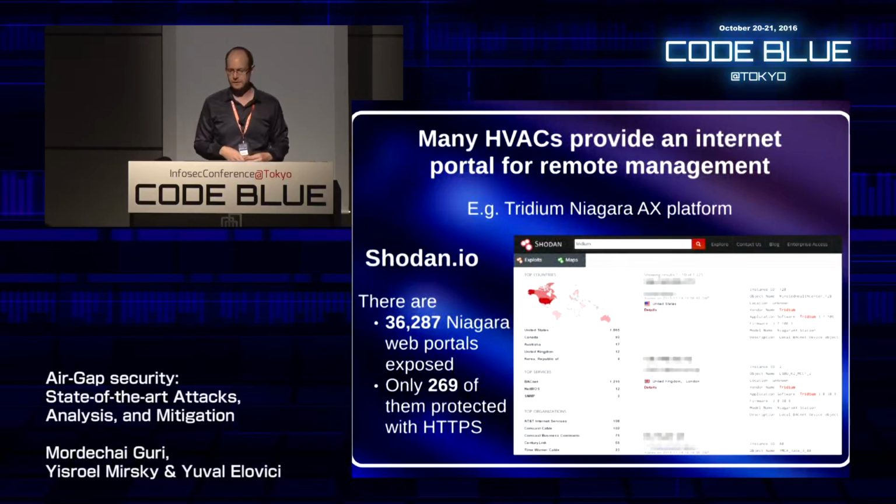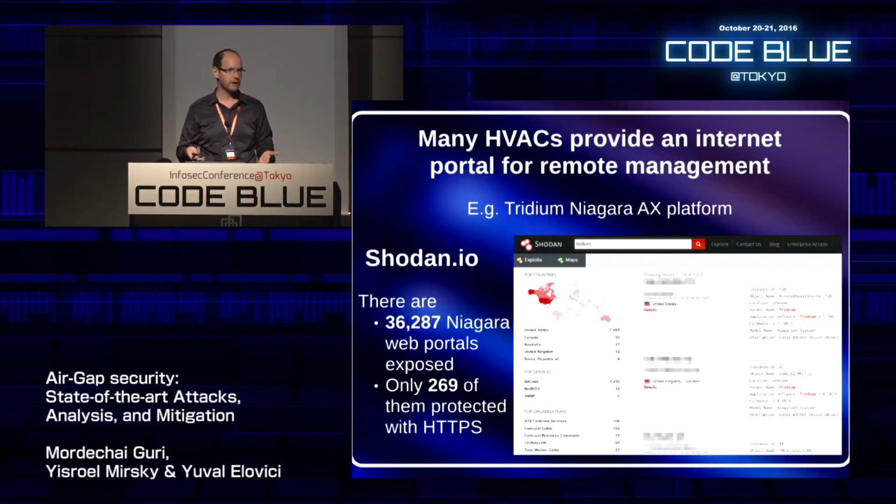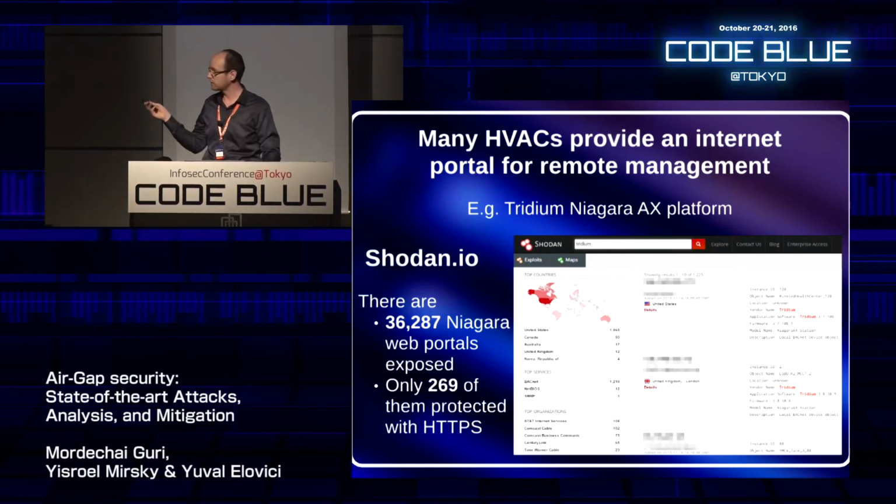Now, these HVAC systems have many times a web portal for the IT people to connect remotely to monitor the system and adjust the temperature accordingly. If you do a quick search in the Shodan.io search engine, you'll find, this is actually a search from a year ago, 36,000 Niagara, as an example, HVAC system web portals that have been exposed to the internet. And only 269 of those are actually protected with HTTPS.